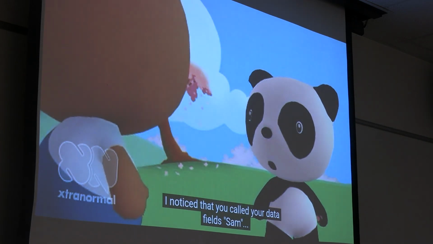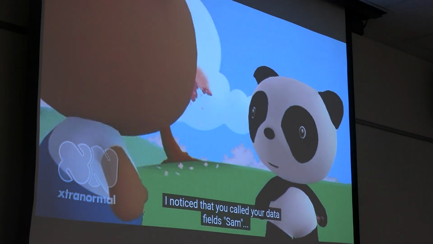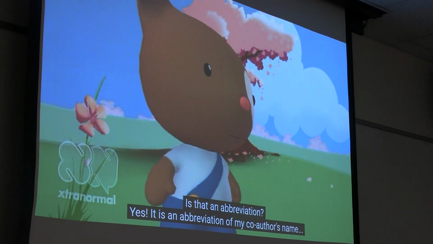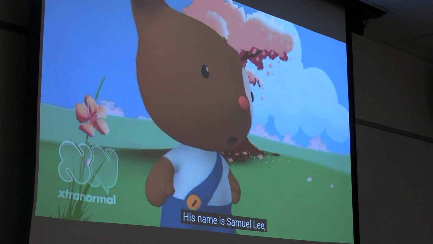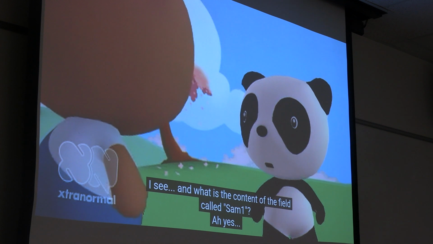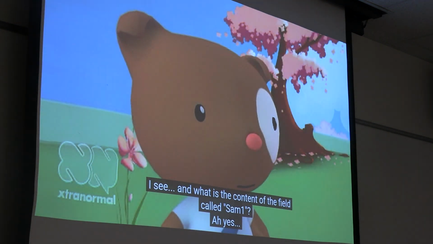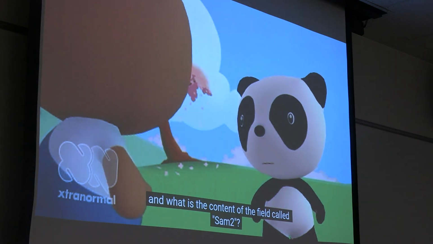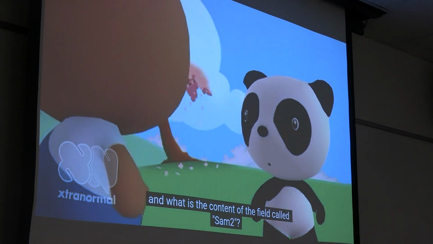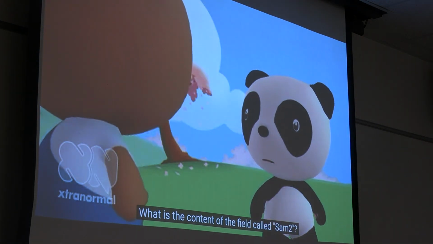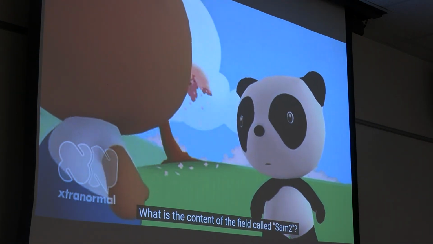Well, I noticed that you called your data fields SAM. Is that an abbreviation? Yes, it is an abbreviation of my co-author's name. His name is Samuel Lee. We call him Sam. I see. And what is the content of the field called SAM1? Yes, SAM1 is the level of CXCR4 expression. And what is the content of the field called SAM2? That is logical if you think about it. What is the content of the field called SAM2?